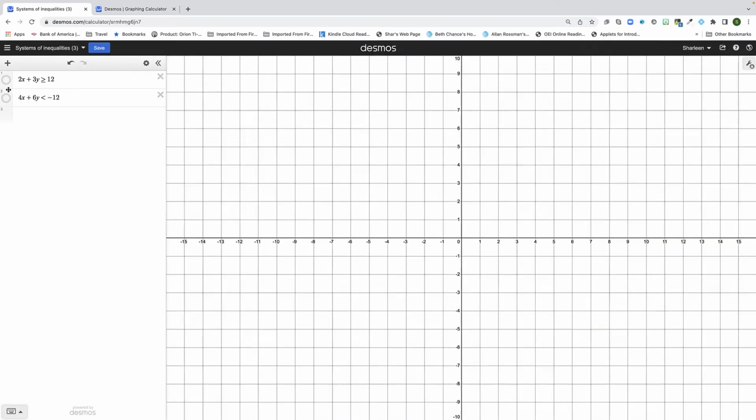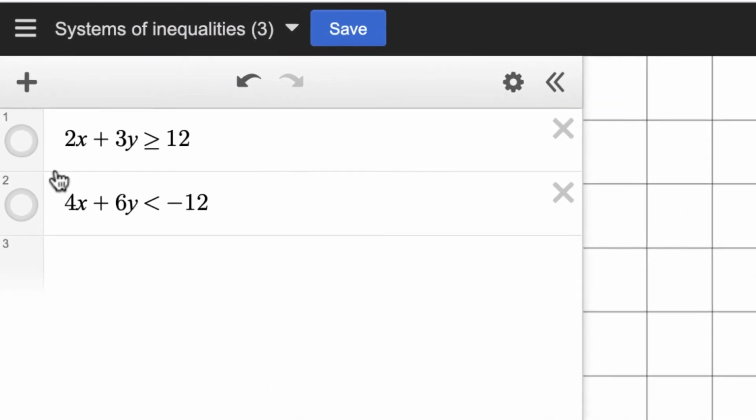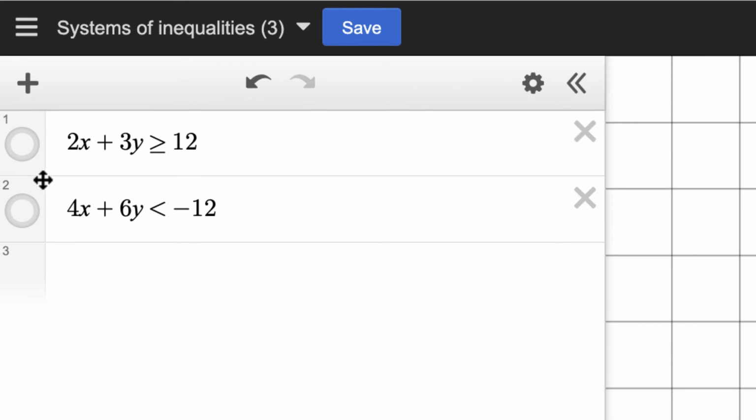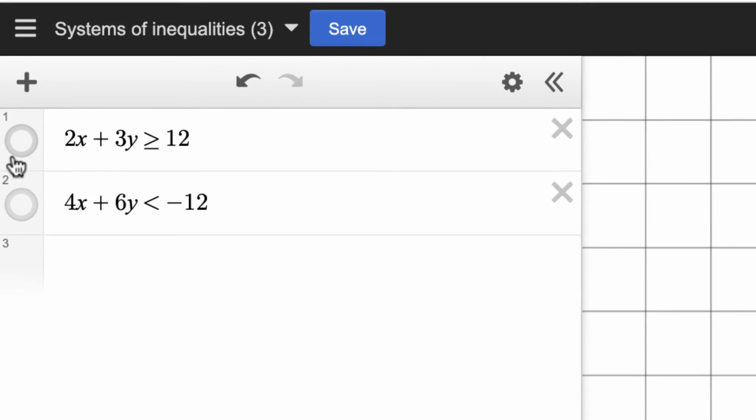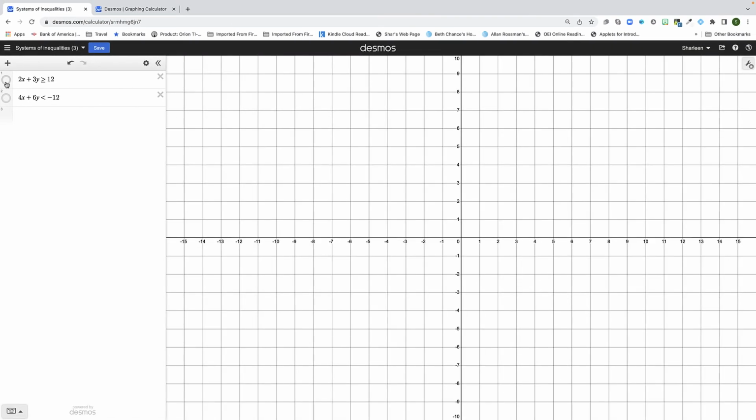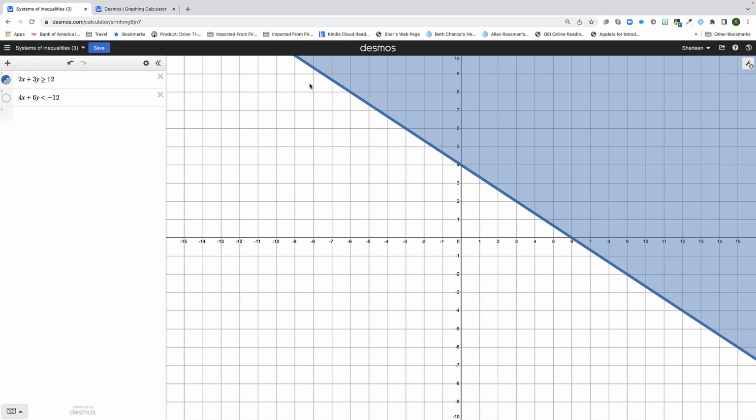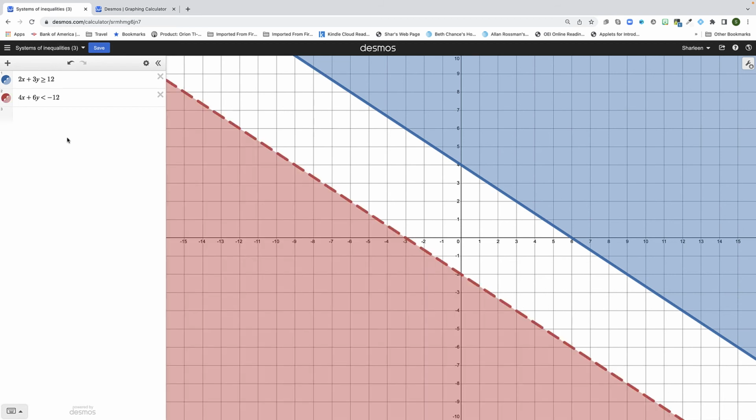Once again, I've entered the two inequalities on the upper left-hand side, but I'll click to reveal each graph separately. Let's look at the first graph where 2x plus 3y is greater than or equal to 12. That's this blue solid line, and the shading is above that line. Now let's look at the graph of 4x plus 6y is less than negative 12. This graph is in red. We have a dashed line and we're shading below the line.